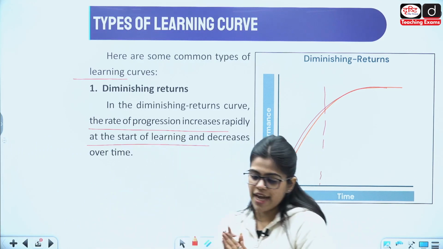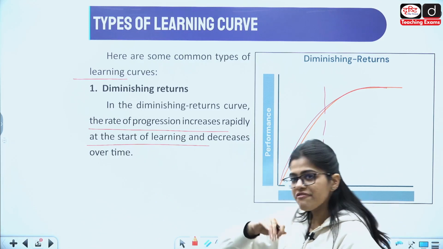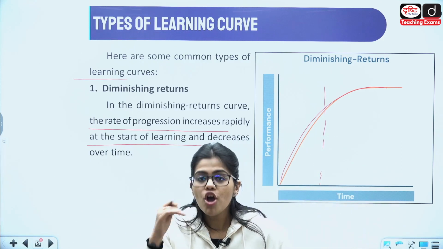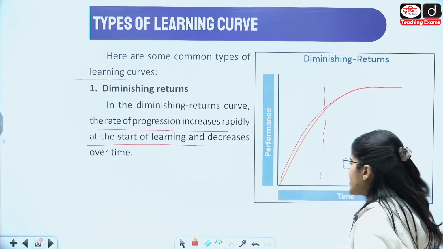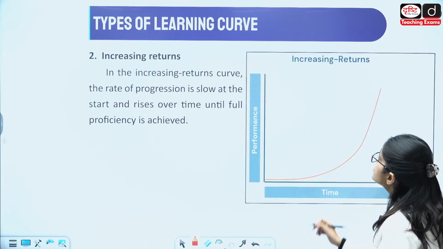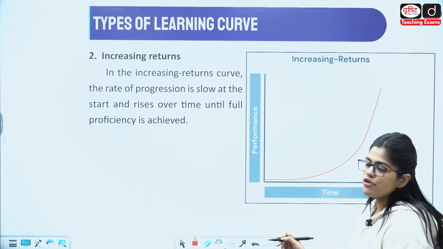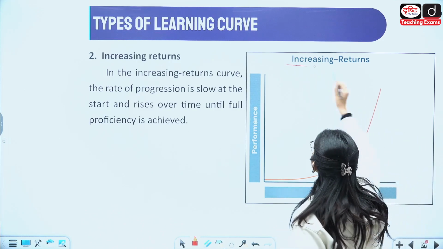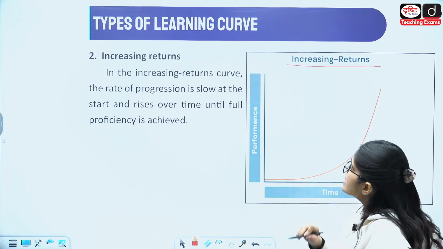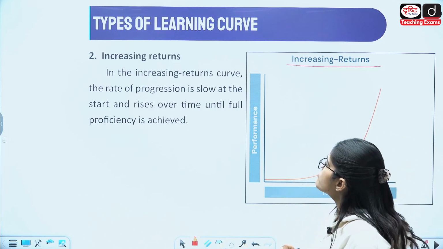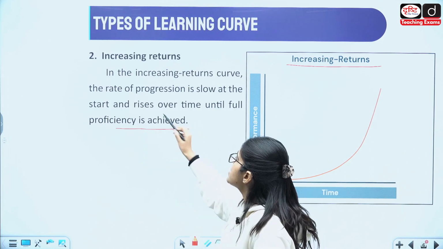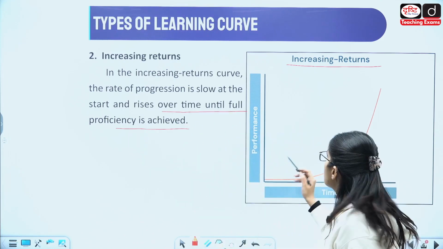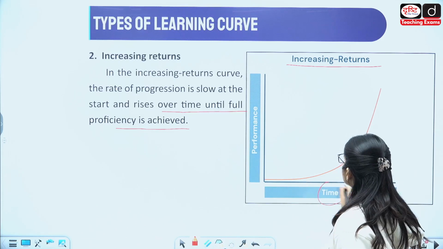So this is the first kind of graph that we have. It is a convex kind of graph also. Convex curve hai ye, convex curve hai, right? Then we have another kind of graph. This is a concave kind of graph also. It is also called as the increasing return graph. So in the increasing returns graph, the rate of progress is slow at the start and rises over time until full proficiency is achieved. So for example, again, you see the performance and the time period here.